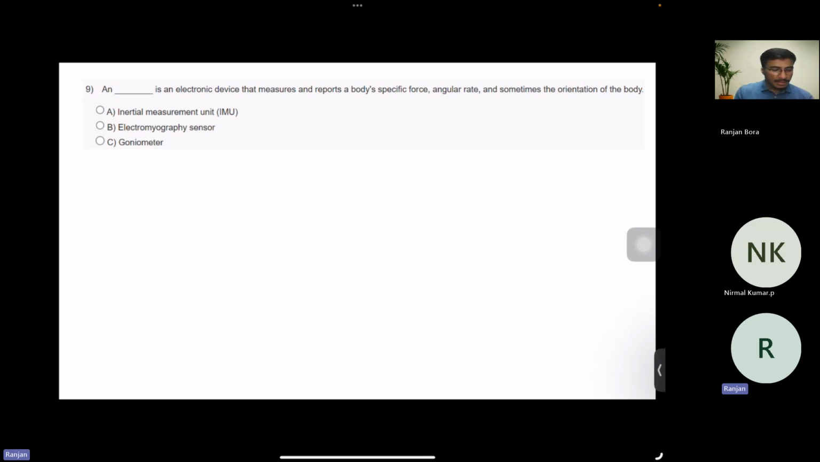Next question is, dash is an electronic device that measures and reports a body's specific force, angular rate, and sometimes the orientation of the body. What is the answer?